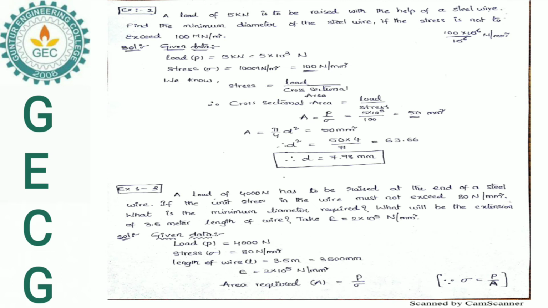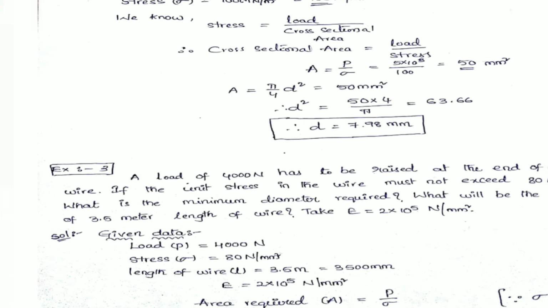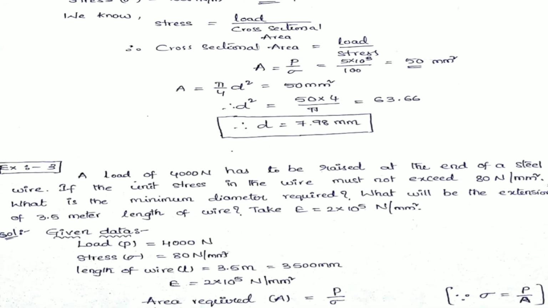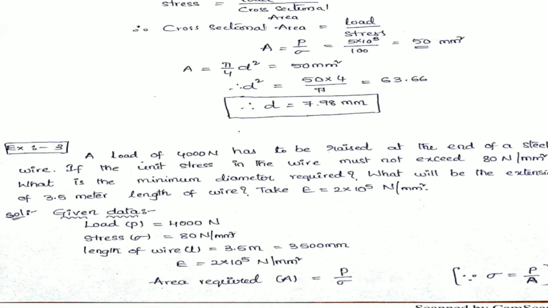Next problem. A load of 4000 newtons has to be raised at the end of a steel wire, if the unit stress in the wire must not exceed 80 Newton per mm square. What is the minimum diameter required? What will be the extension of a 3.5 meter length of wire? Take E is equal to 2 into 10 to the power of 5 Newton per mm square.